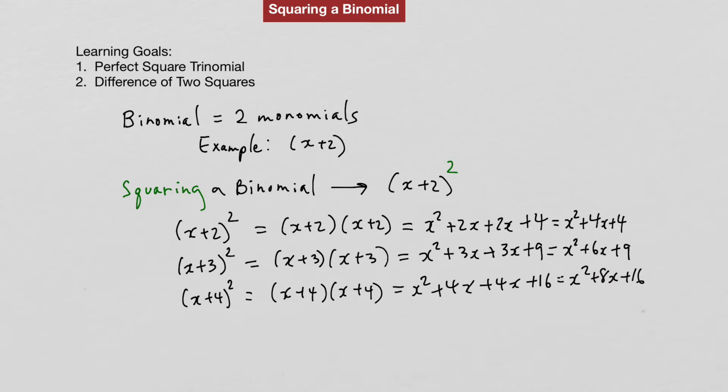Given these three examples, maybe we can come up with a formula. A formula that will help us to solve squaring of binomials in a much simpler way so that we don't have to go through the FOIL method every time. We can simply go from here to the answer.